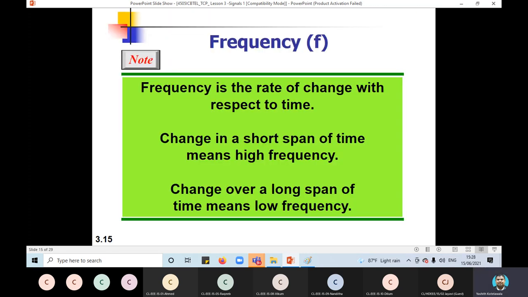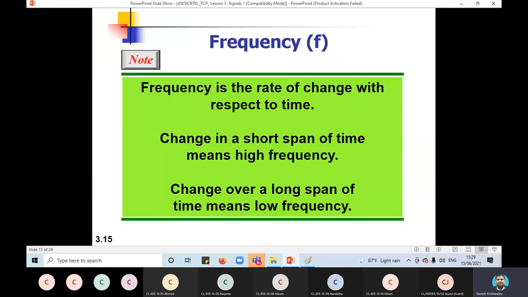Let's see what frequency is. Now you already know the definition of frequency. It says frequency is the rate of change with respect to time: how many complete cycles, how many revolutions within 1 second. Change in a short span of time means high frequency. Change over a long span of time means low frequency. All are in very short point form, which is easier for you to keep in mind.